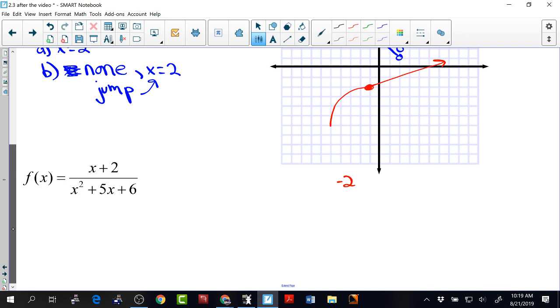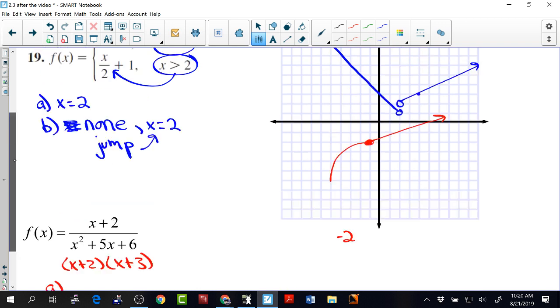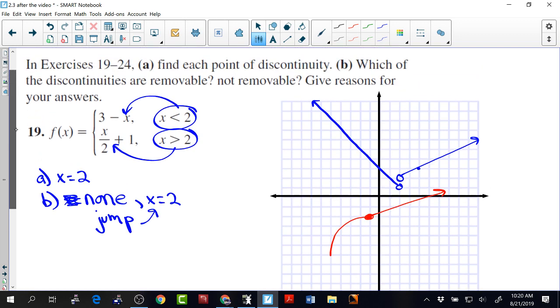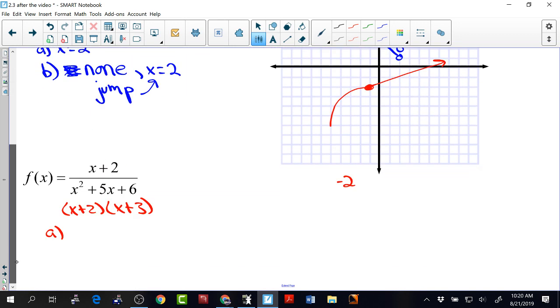How about this one? x plus 2, x plus 3. The discontinuities are in the denominator. We cannot allow the denominator to be 0. So letter A, find each point of discontinuity. Well, first of all, those cancel. So x equals -2 and x equals -3. Those are both points of discontinuity.